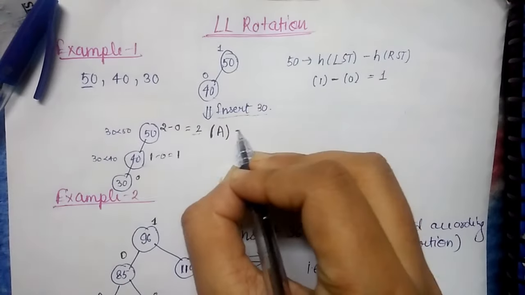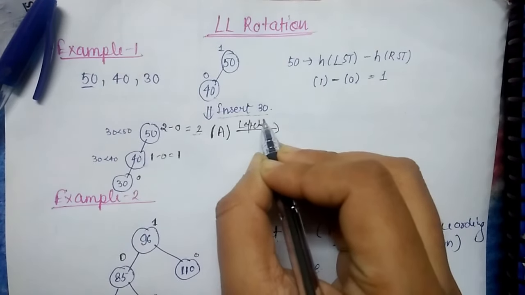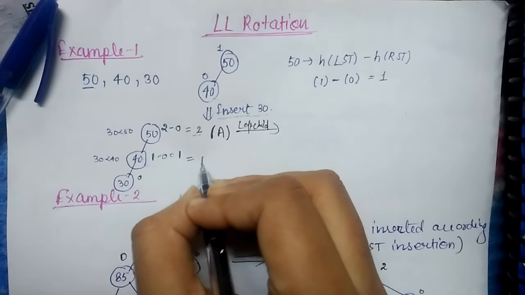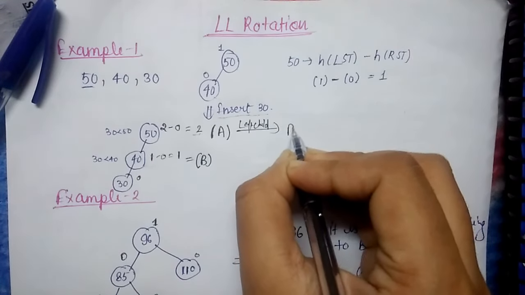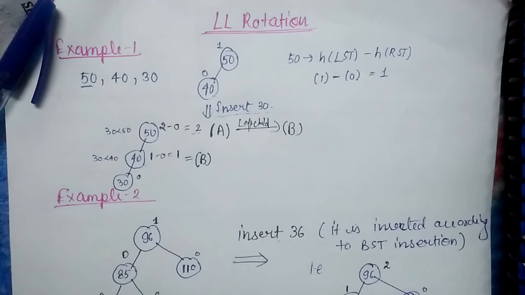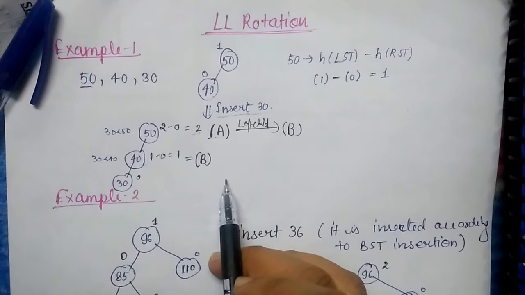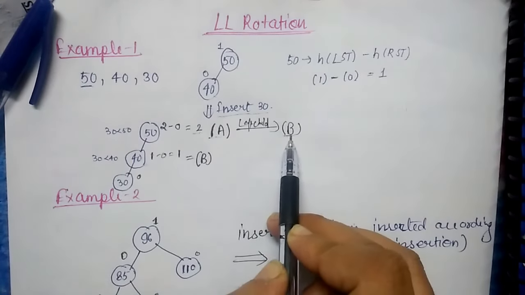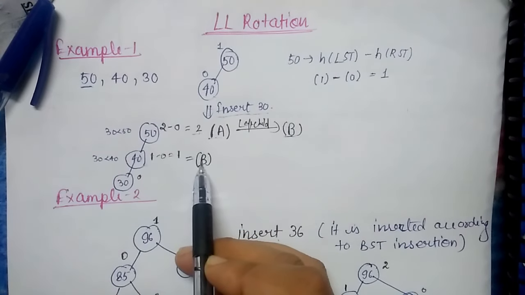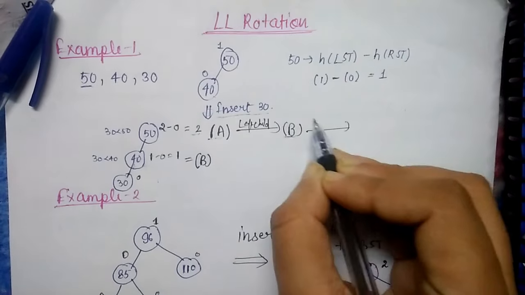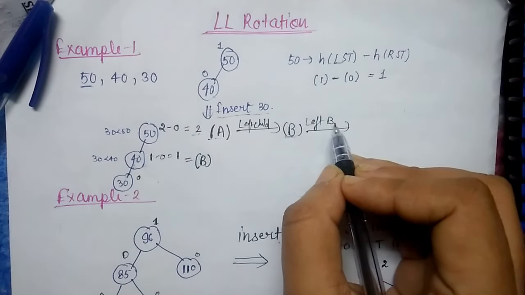So if the insertion is done in the left child of A, then give the immediate left child the name B. Now we will see whether the insertion is done into the left of B or the right of B. First you see if the insertion is done into the left of A or right of A. If it is the left of A, you give the immediate left child the name B. After that, in the left of B or right of B, we have done the insertion in the left of B. That means in the left of B we have inserted some value.